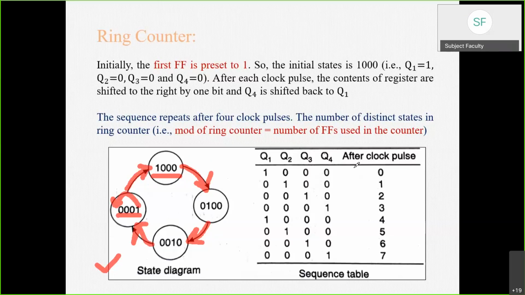This is the sequence table. Initially we have assumed, that is after the 0th clock pulse, this was our sequence 1 0 0 0. So you can observe this 1 is simply shifting by 1 bit. Okay, so this much only are the counts actually. After the fourth application of the clock signal, what is happening? Our sequence again becomes 1 0 0 0, and it will again repeat itself.